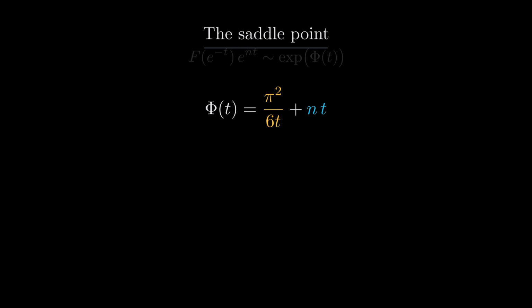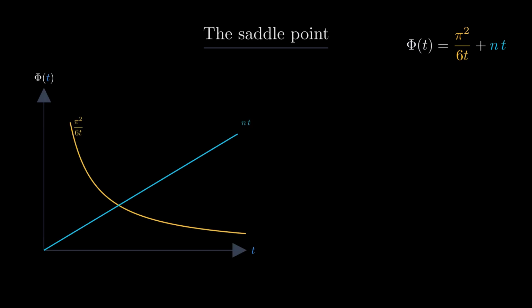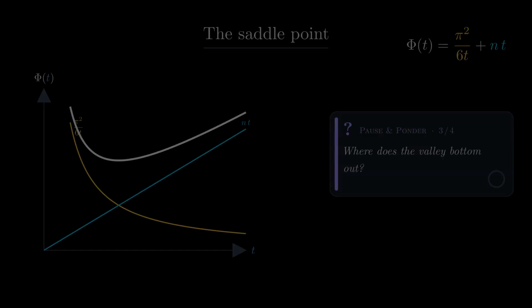The pi term falls away like this. The n term rises like this. Add them, and you get a valley. A single graceful valley with one lowest point. So, where does that valley bottom out? The whole answer hides at that one point. Right here, at the bottom.